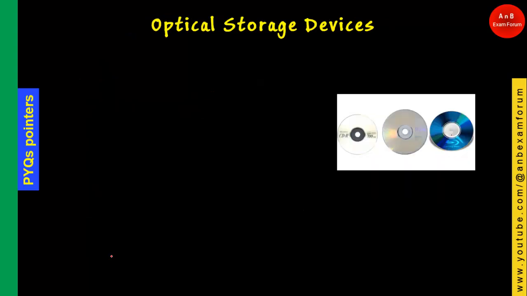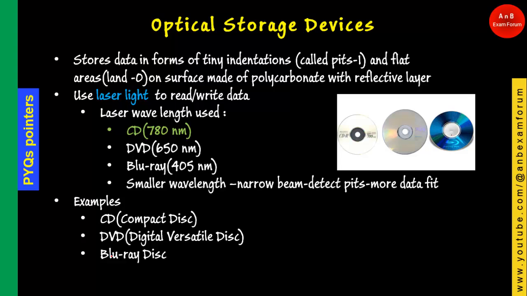The next one is an optical storage device. You have heard the terminology like CD, DVD and Blu-ray disc. The full form you should remember: CD means compact disc, DVD means digital versatile disc, and Blu-ray disc. Why it is called Blu-ray, that we are going to discuss just now.